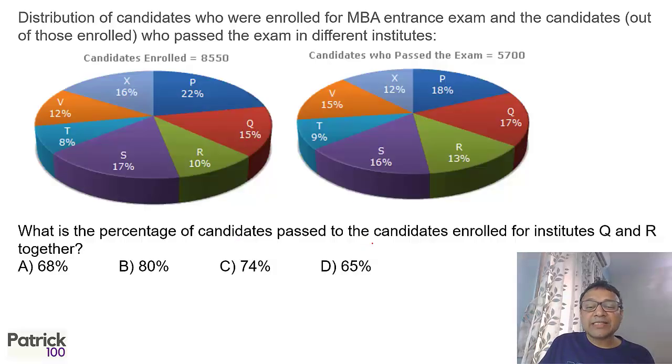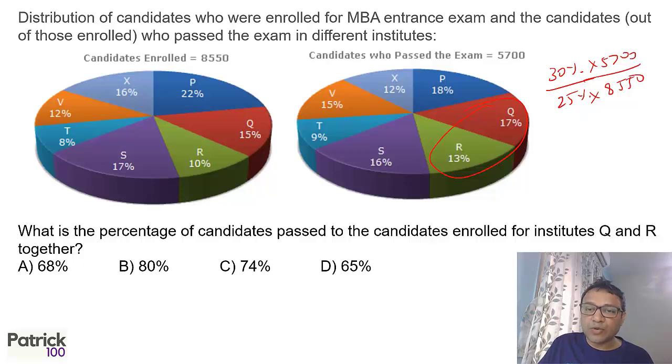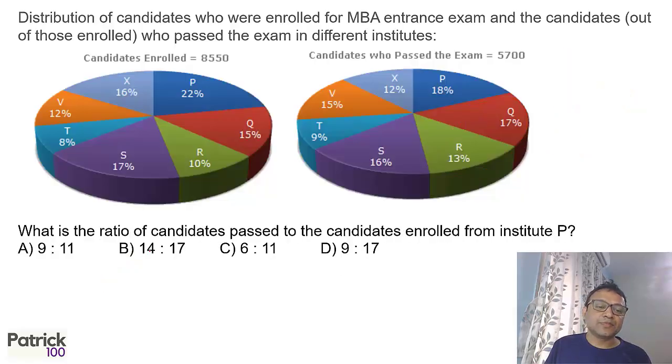What is the percentage of candidates passed to the candidates enrolled for institute Q and R together? If you look at Q and R together, 30% passed, and Q and R together is 25% enrolled. So 30% of 5,700 and 25% of 8550. Now here we had calculated this earlier as 2 and 3. So with that we get 20 upon 25, which will give you 80% as the answer. Just calculations. If you understand the calculation, it becomes easier.